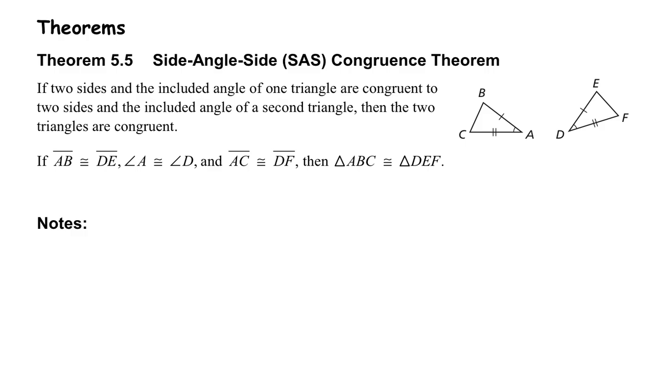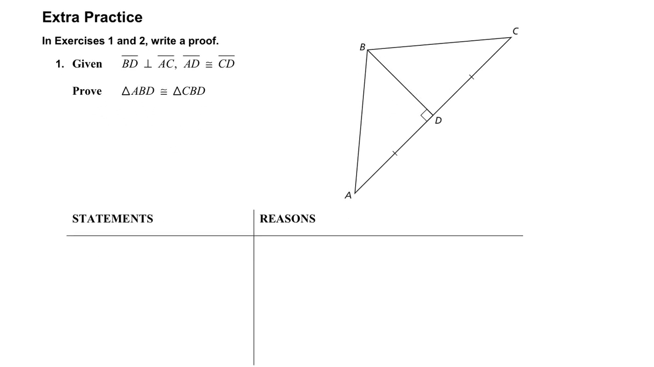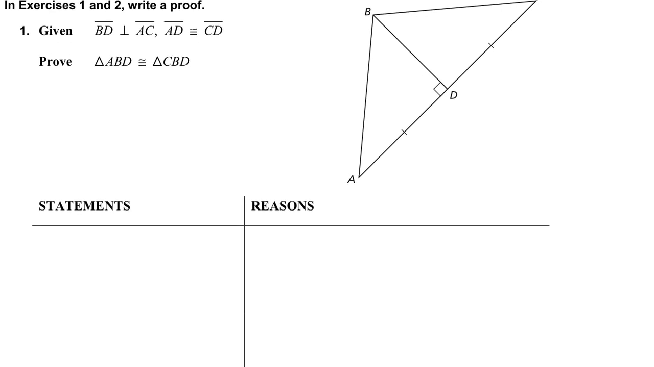Now we say included, so it has to be the angle that's smashed between the two sides that are congruent. So we're going to do quite a few proofs today. So our first proof is right here. And we have a couple of givens.